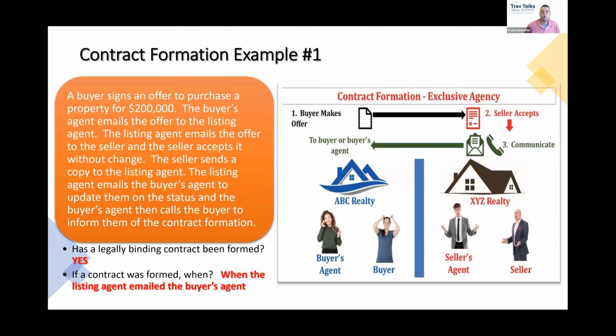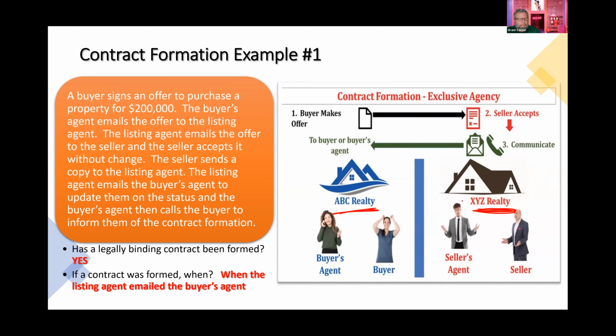And so here's what that looks like as a diagram, because for some of you it might help to see it visually. You've got your buyer over here represented by ABC Realty. You've got your seller over here represented by XYZ Realty. The buyer makes an offer. The seller accepts it. And then the agent communicates back to the other agent. Do we have a contract? Yes. Two arrows going both directions. We have a contract, folks. That makes sense for everybody?